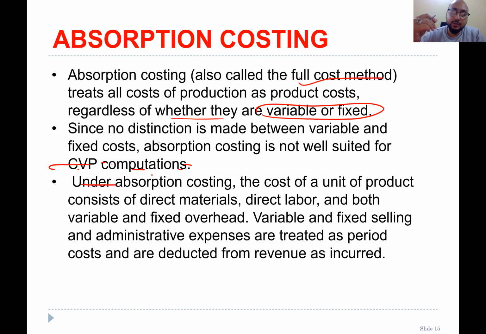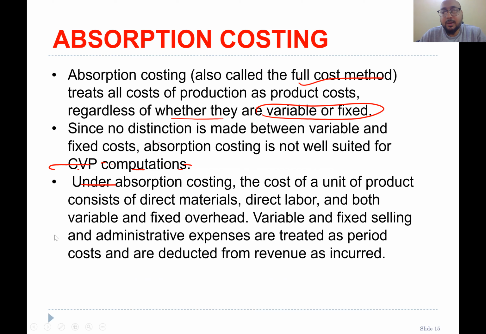What if we change the fixed cost? What if we change the variable cost? What if we change the sale price and change the variable cost? What will happen to our profit, right? So under absorption costing, CVP analysis is not applicable. You cannot, we need contribution margin. Contribution margin formula is sale minus variable cost, right?